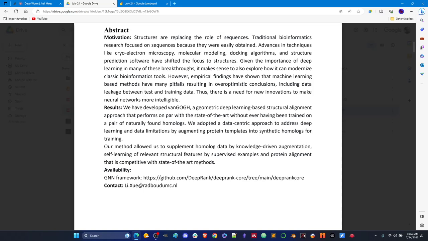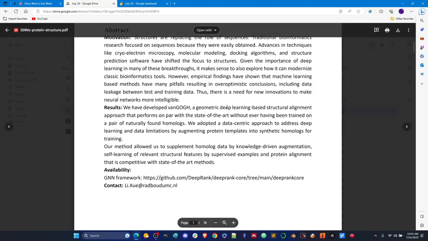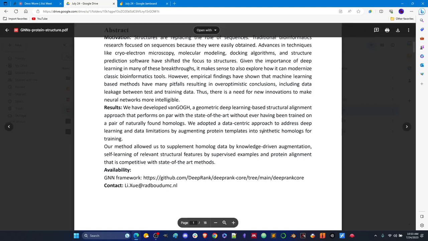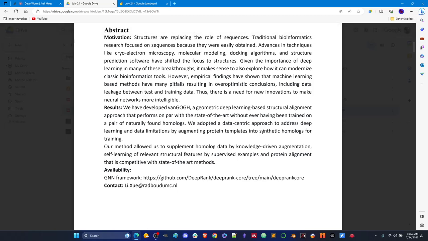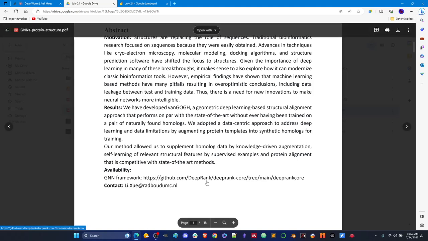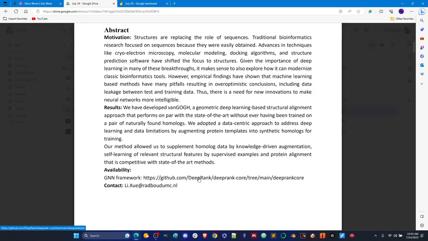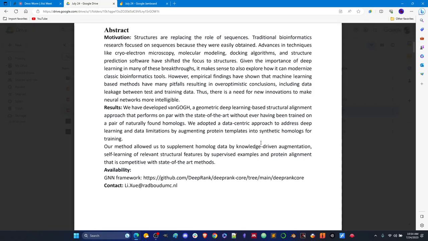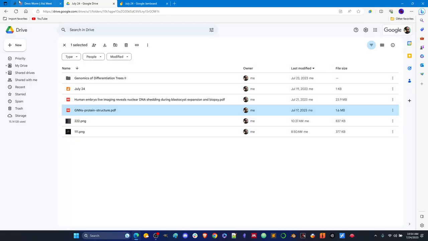Now, they don't talk about the improvements that they've made necessarily in the abstract to traditional deep learning methods. So there are some caveats that they're getting around. I guess they're bootstrapping this with training and with data augmentation to get a good result. So this is the graph neural network framework that they mentioned. This is github.com, DeepRank-Core, and that's the place where you can find the code for this. So those are two new papers that just came out. Thanks.